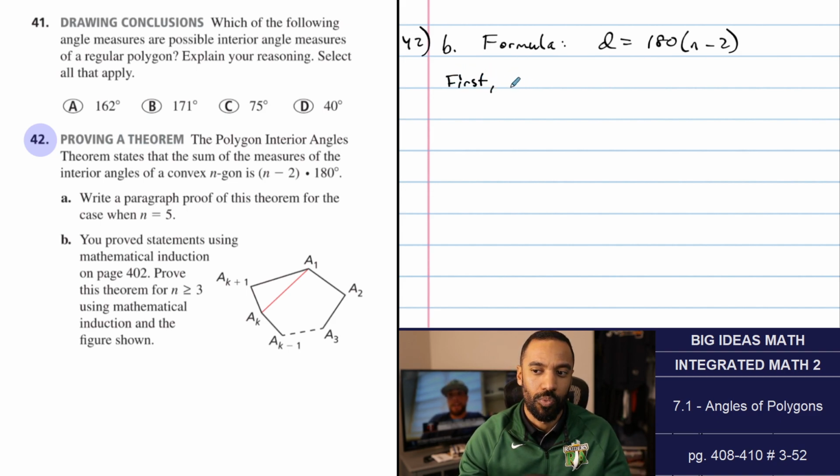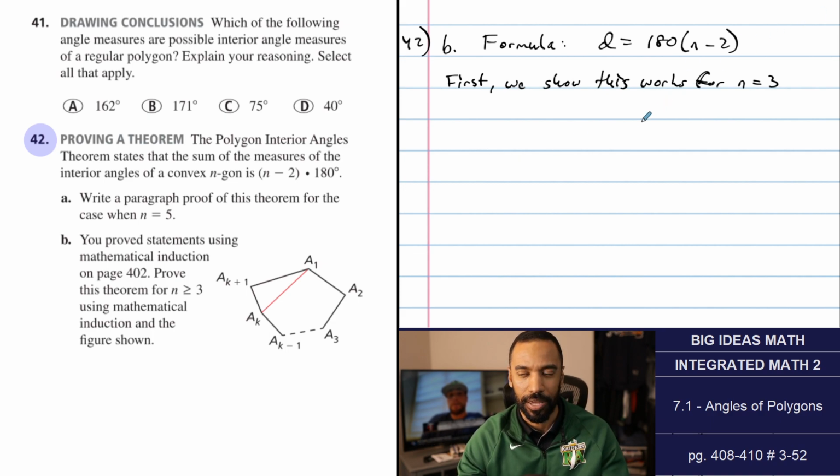First, we show this works for the initial value. We show this works for n equals 3. Okay, first we show it works for n equals 3. I don't know what I'm supposed to do in the diagram, by the way. I'm not really paying attention to it.